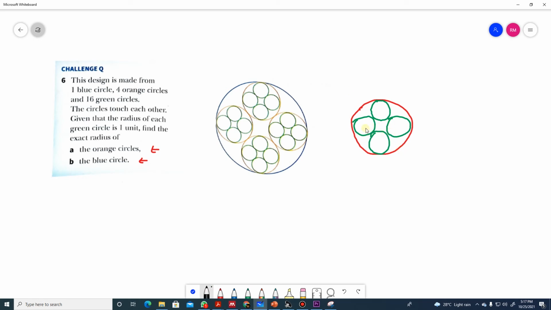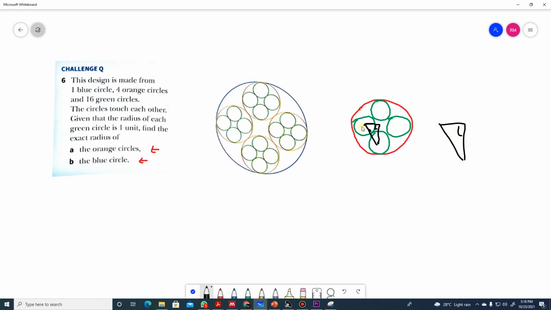So now they did give that the radius of the green circle is 1, correct? So the radius is 1, and if we try to relate from the center point of this orange circle, we can connect the center point of the orange circle and center point of the two green circles. That's what we need to do. So if we connect all these 3 vertices to each other, we're going to get one triangle with one right angle, correct?